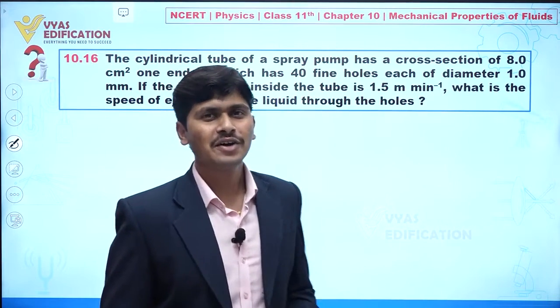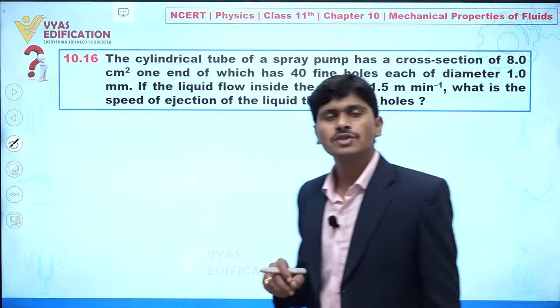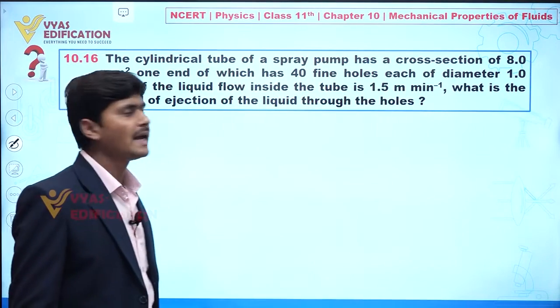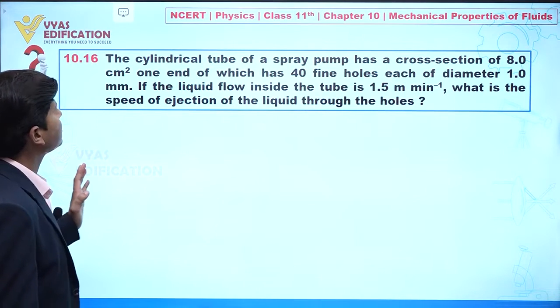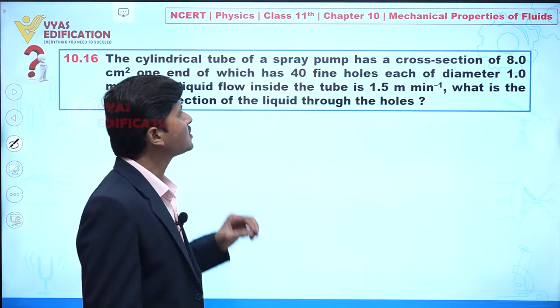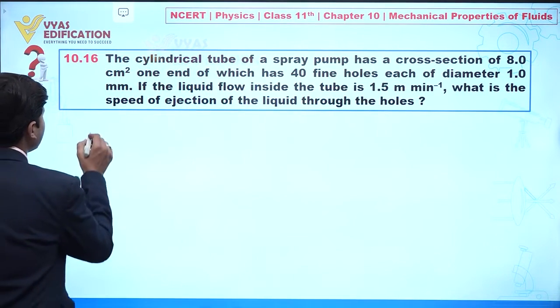Now dear student, we are going to discuss question number 10.16, and in this question it is given to you the cylindrical tube of a spray pump has a cross section of 8 cm square, one end of which has 45 holes of each diameter 1 mm. Clear? Listen carefully what is given in the question.